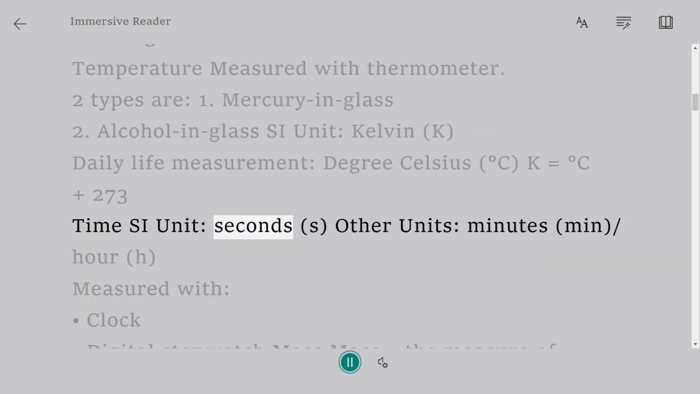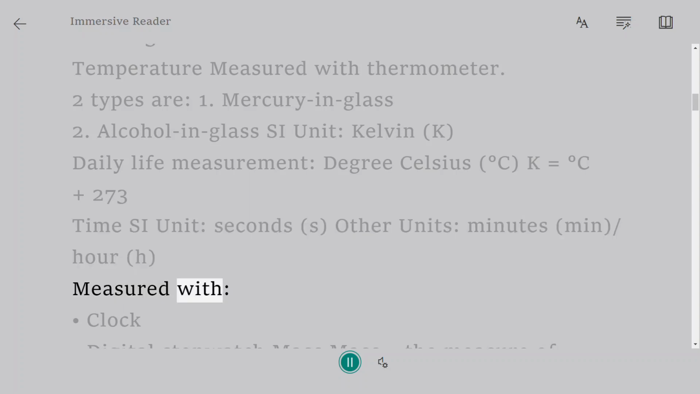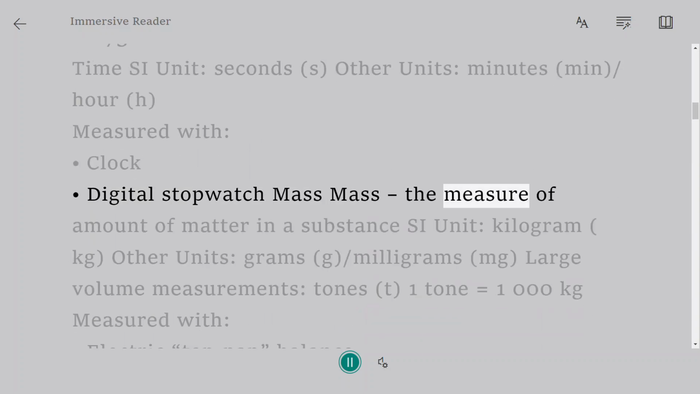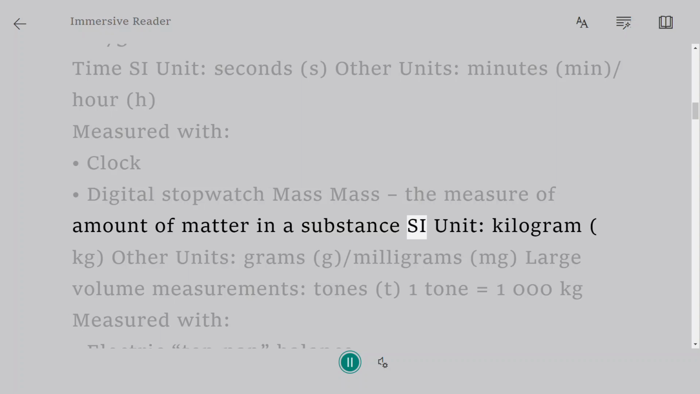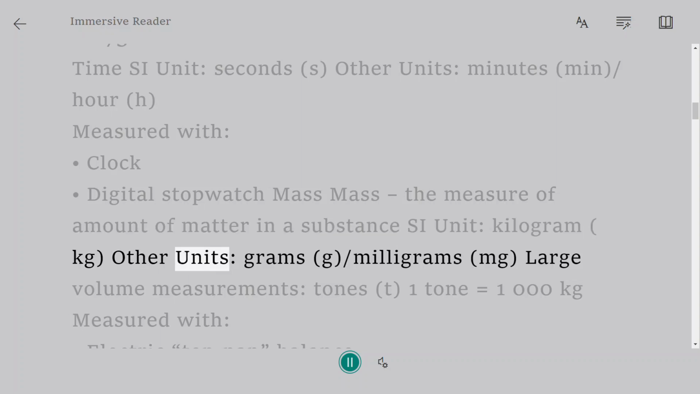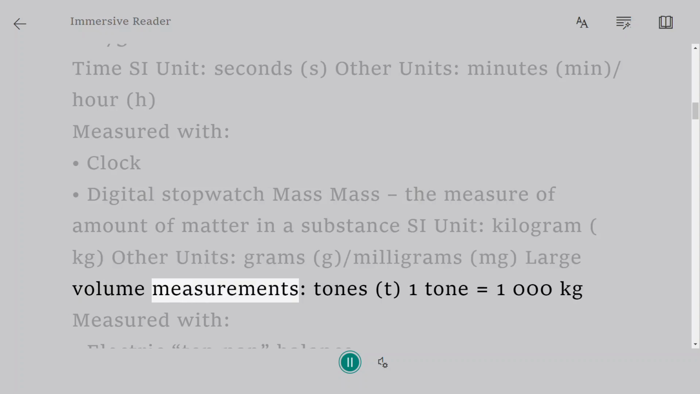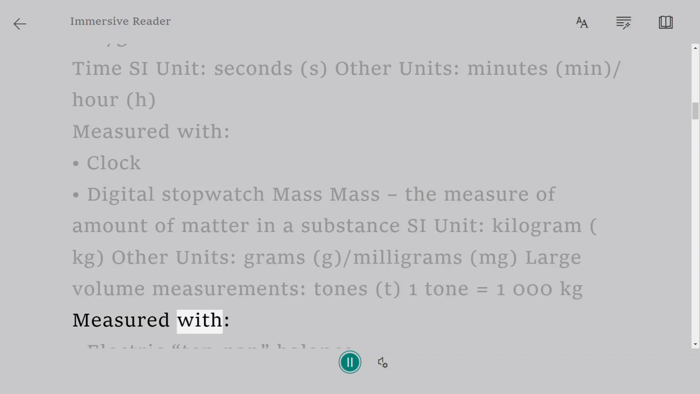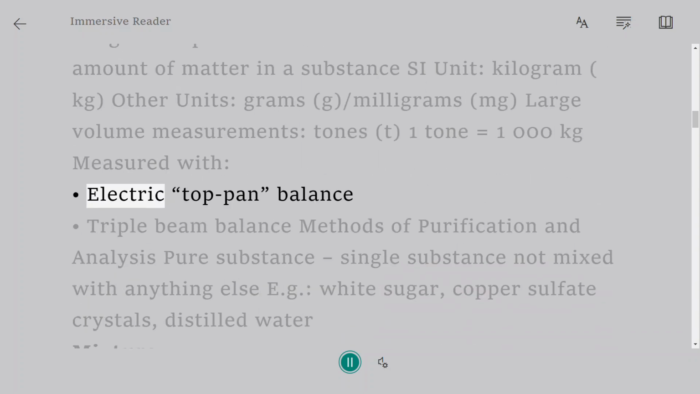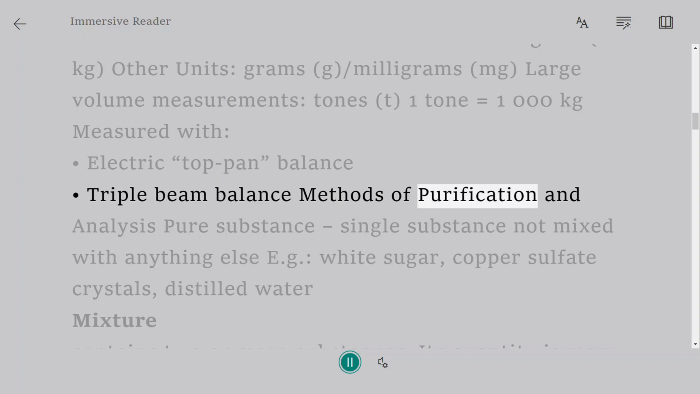Time. SI unit, seconds, s. Other units, minutes, min, and hours, h. Measured with a clock or digital stopwatch. Mass, the measure of the amount of matter in a substance. SI unit, kilogram, kg. Other units, grams, g, and milligrams, mg. For large measurements, tonnes, t, where 1 tonne equals 1000 kg. Measured with an electric top pan balance or triple beam balance.